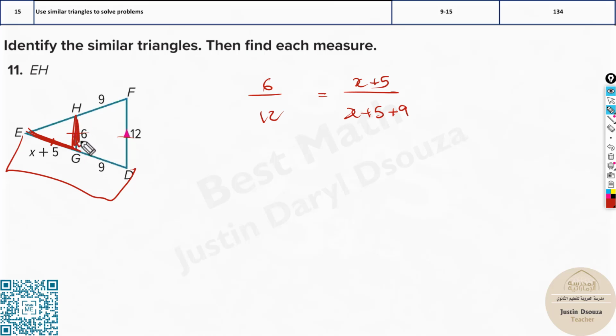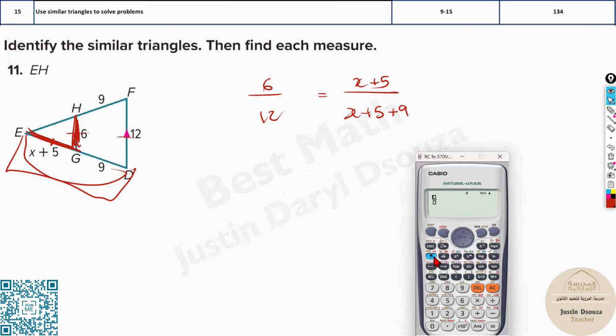For the small triangle, 6. But this one is the side of the big triangle, so the entire length must be taken, x plus 5 plus 9. Now, you don't need to solve it. Again, I'll show you directly in the calculator. All you need to do is type it out. 6 by 12, that's half, will be equal to x plus 5. Okay, now I need to write the fraction first, only then it will be proper. x plus 5 divided by x plus 5 plus 9. Don't think it cancels off. It's not x plus 5, it's x plus 14 here.